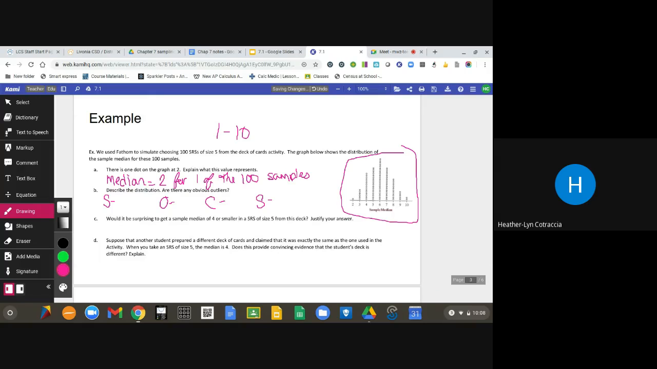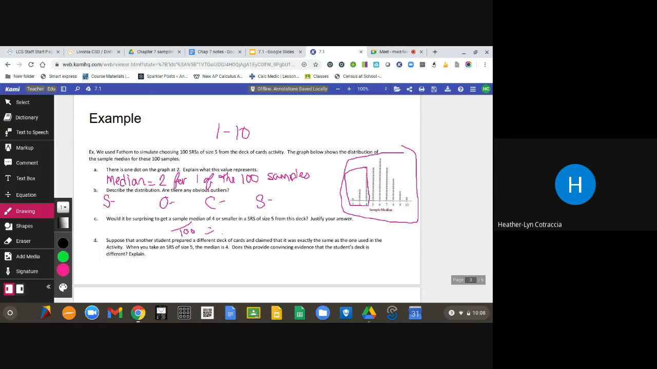Would it be surprising to get a sample median of 4 or smaller from this deck? All you would need to do is calculate how many dots are there 4 or smaller. Now again, the big point about a sampling distribution is that each point does not represent 1. It represents the median of a group of 5. So you would count up all of these dots right here, count them all up, and then determine that out of 100. So figure out how many are there out of 100.